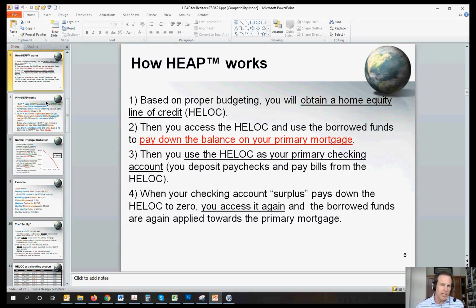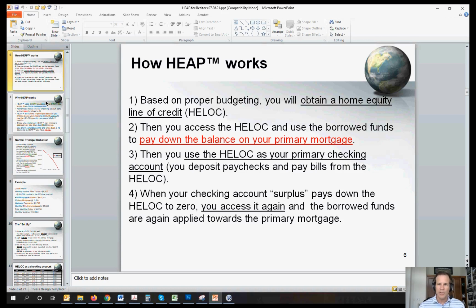So once you take out your HELOC, you have another debt account. Instead of taking your biweekly paycheck, or however you get paid, and putting it into your checking account earning you zero, what are you going to do with it? You're going to pay down your home equity line of credit.